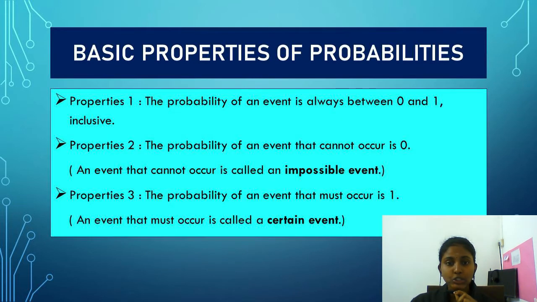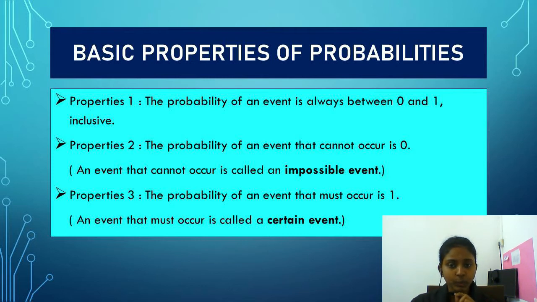Now we will look into basic properties of probabilities. There are three basic properties. The first one, property 1: the probability of an event is always between 0 and 1, inclusive.